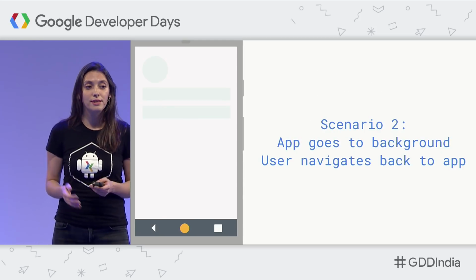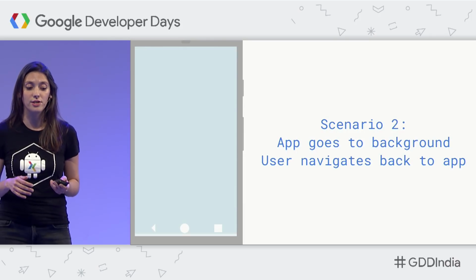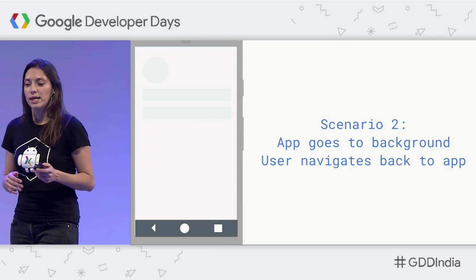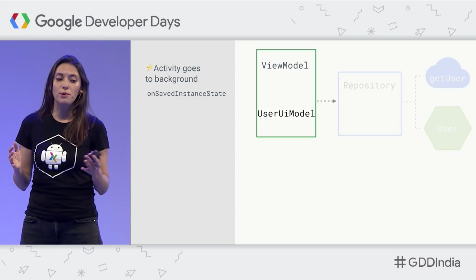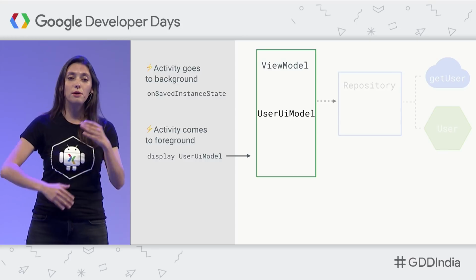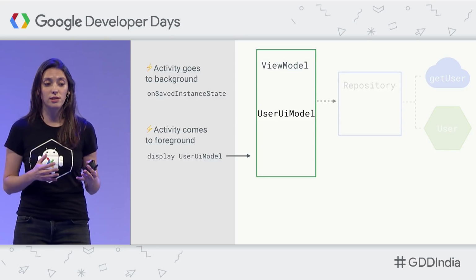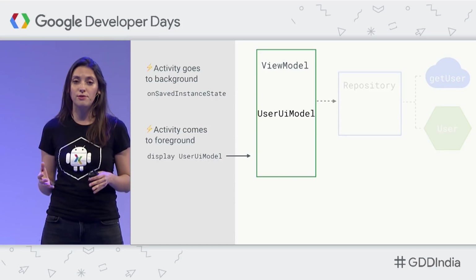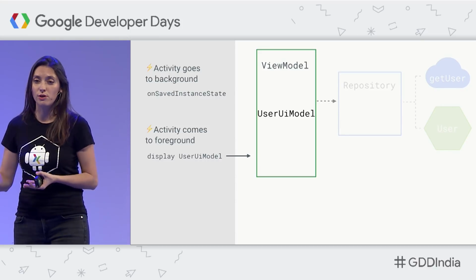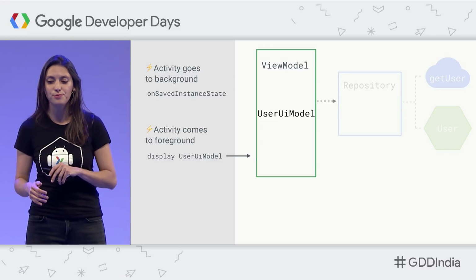Scenario 2. The app goes to background, and then the user navigates back to the application. So when the activity goes to background, then onSavedInstanceState is called. And then when the activity comes to foreground again, we can just display the user UI model from the data from the ViewModel. Again, we don't need to call the repository. We don't need to do any network requests.